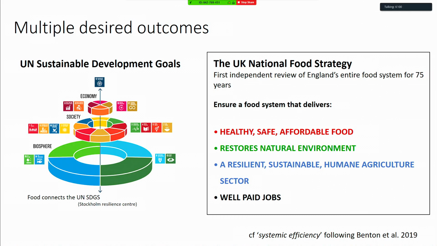And you could use the terminology here, systemic efficiency, which Tim Benton's paper describes. And the idea is, rather than having efficiency in a very narrow sense, just increasing yield, you're thinking about potentially improving nutrition, but even improving environmental outcomes as well, and a whole range of objectives. So you want to increase the systemic efficiency of the system.